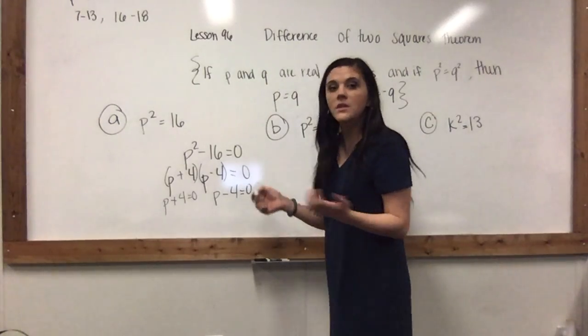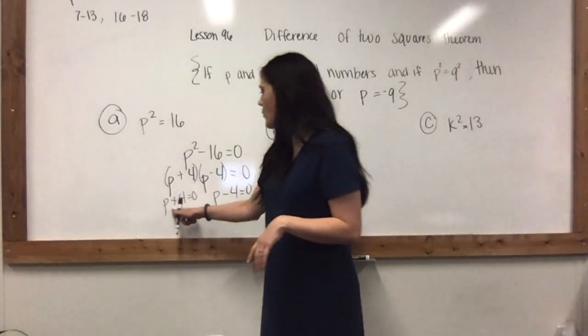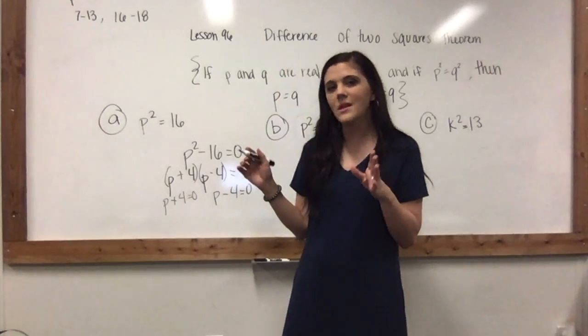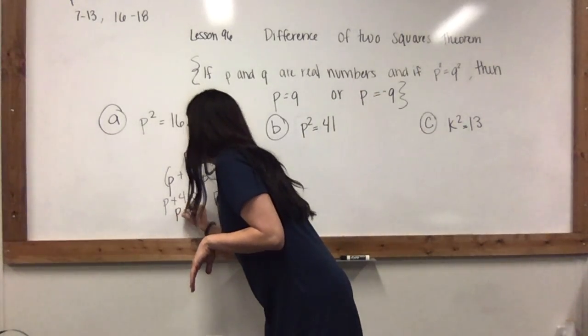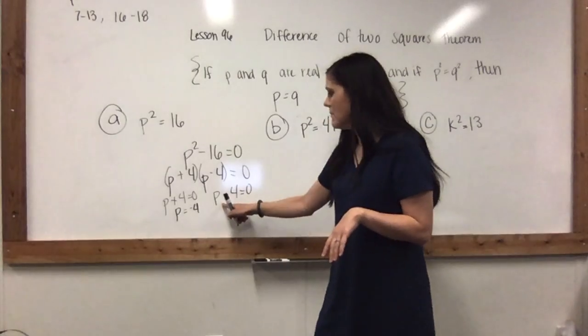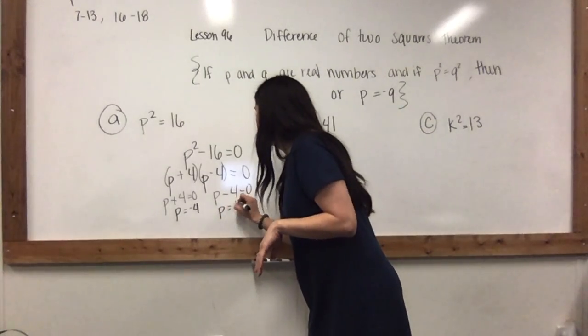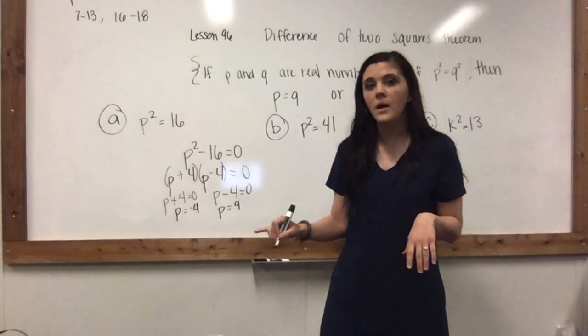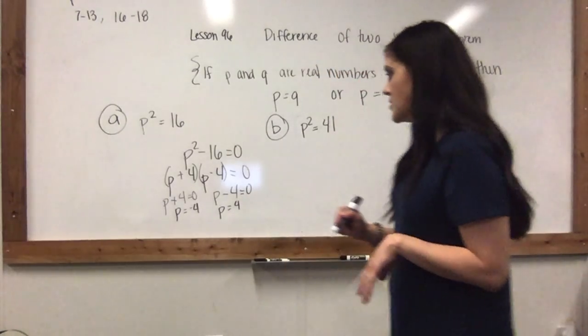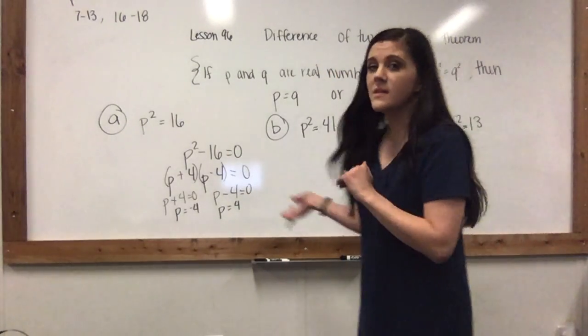And I would solve. So now I'm going to isolate this p. When we bring this to the other side, that 4 is going to become a negative. So we've got p equals negative 4. And this would be p equals positive 4. So these are our two solutions to this equation. Okay, so that's what we did last week.